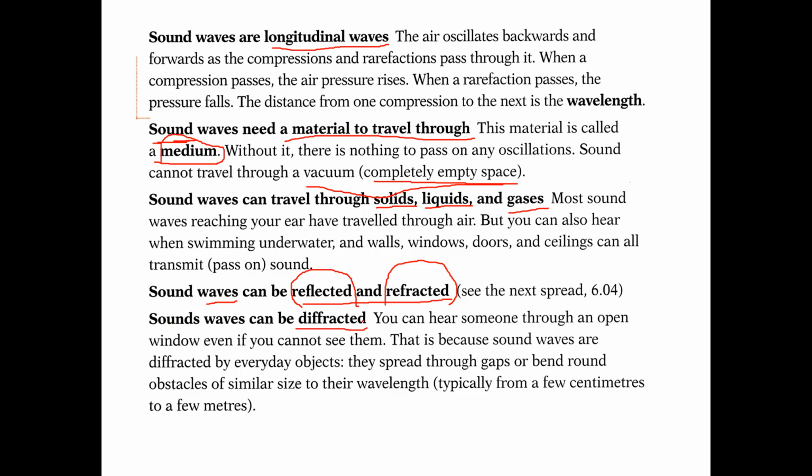Number 3, sound waves can be diffracted. What do you mean by can be diffracted? It means the sound waves will bend when they pass through a gap. Another explanation for it: they spread through gaps or bend around obstacles.